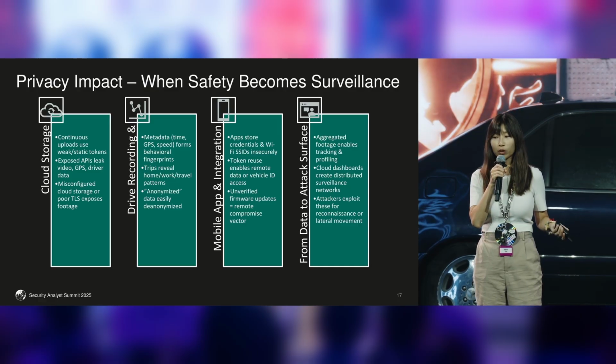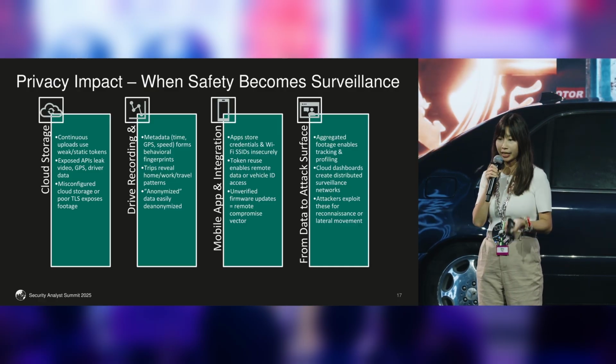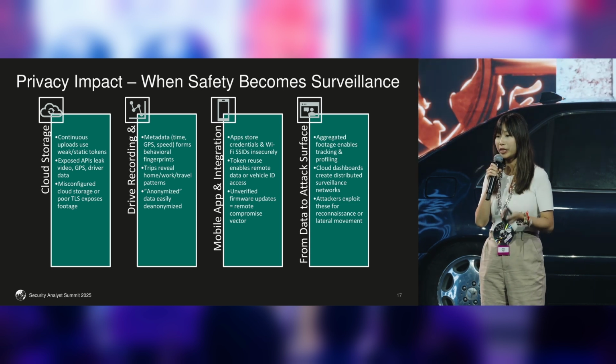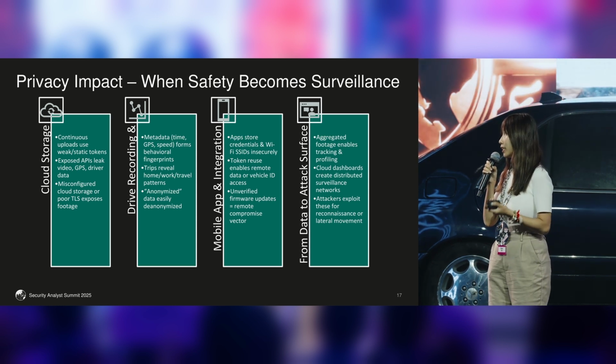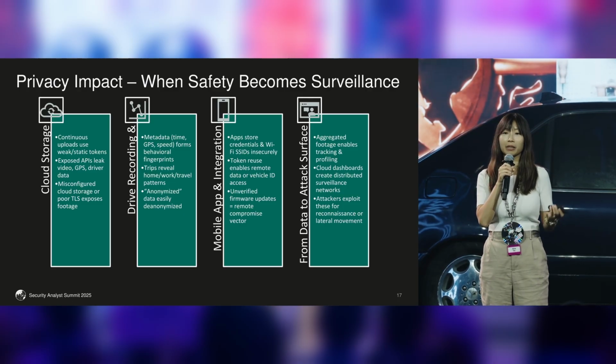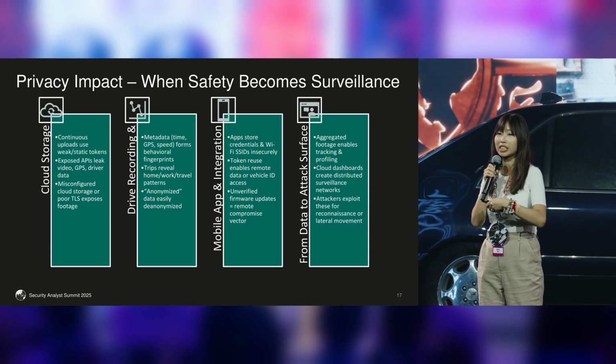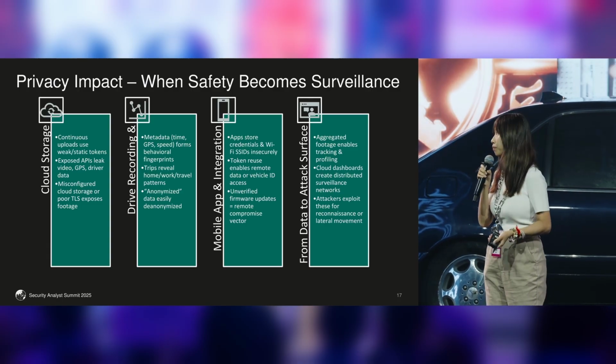And also for drive recording and telemetry correlation, your embedded GPS data, timestamps, and speeds can be cross-referenced with public data sets. So even though we have anonymous data, it can be de-anonymized or traced back to the public using license plate matching or route tracking.